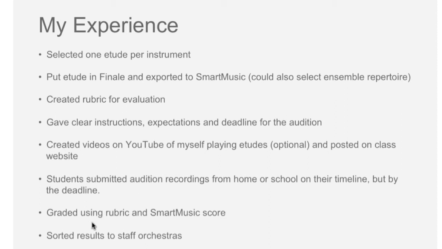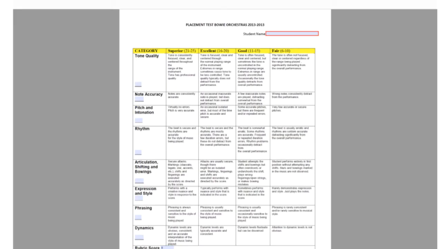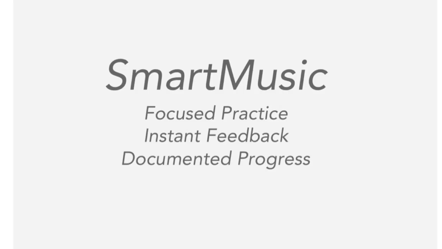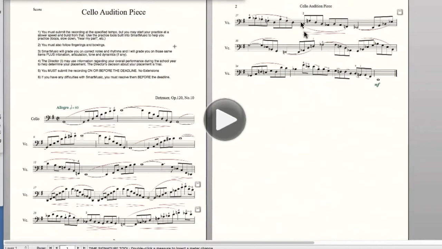So I graded their auditions using the rubric that I showed you a couple minutes ago, as well as the SmartMusic score, because as you probably know, the SmartMusic score only takes into account pitch and rhythm, and I wanted to evaluate other things as well. And then when I was done using my rubric, I sorted the results to staff the orchestras. And that's basically how the process worked. So here's the rubric, like I said before, and screenshots of the videos. And let me show you what that whole process looked like.